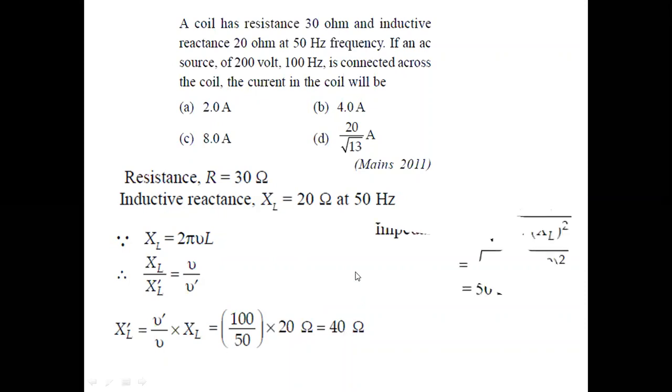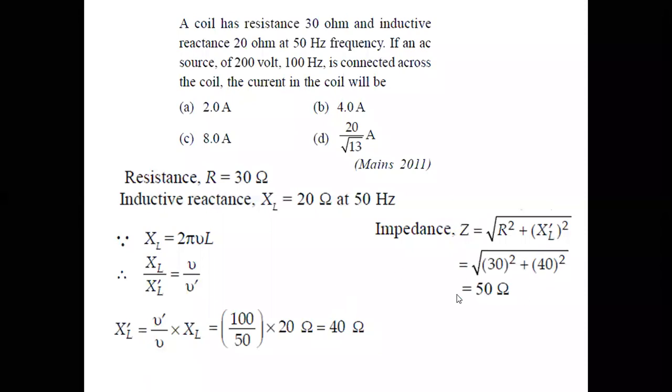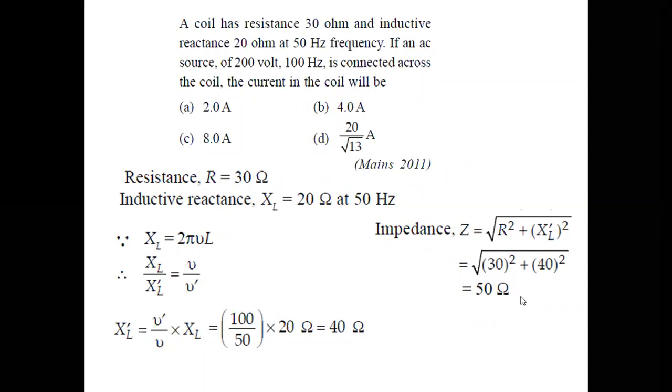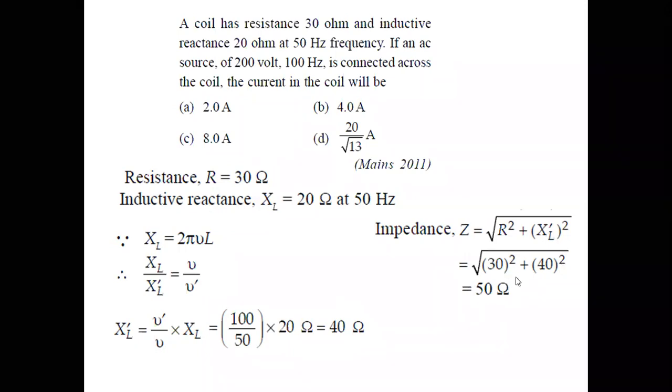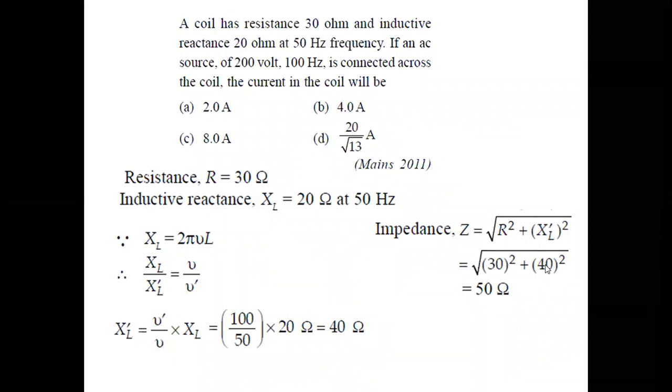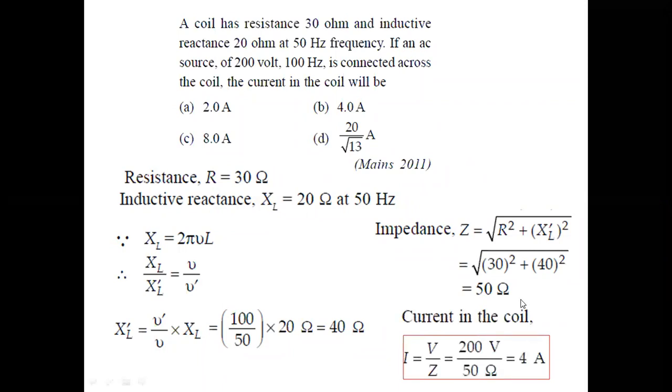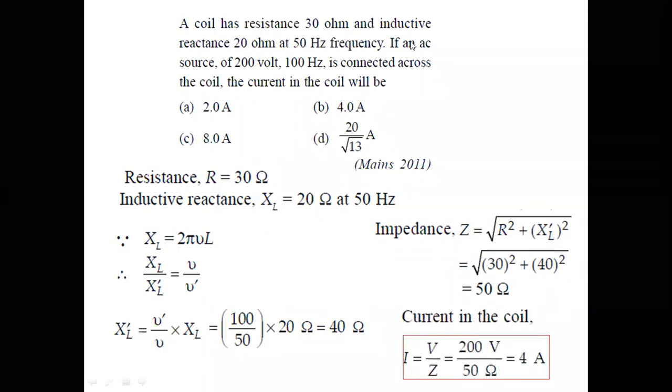We calculated it first. Then I need a formula. Impedance is given by, since it is an RL circuit, the square root of R square plus XL square. XL square uses the modified reactance, 40. 30 square plus 40 square is 900 plus 1600, it is 2500, and the square root of 2500 gives you 50. And finally, the current is I equals V RMS divided by Z. It is 200 divided by 50, a very simple value. So it gives you 4 ampere current.